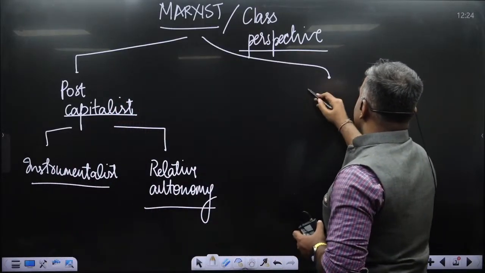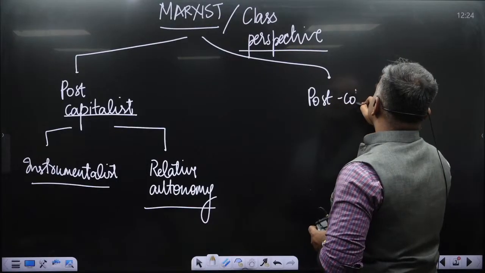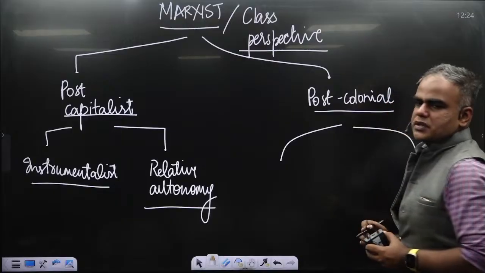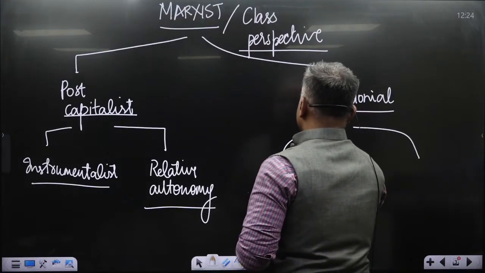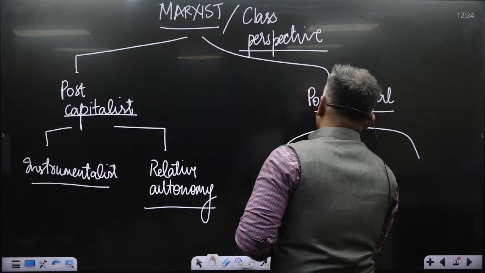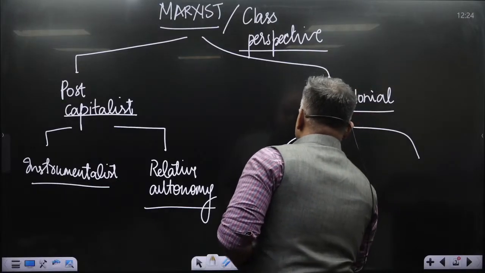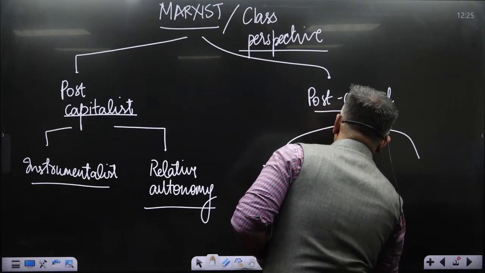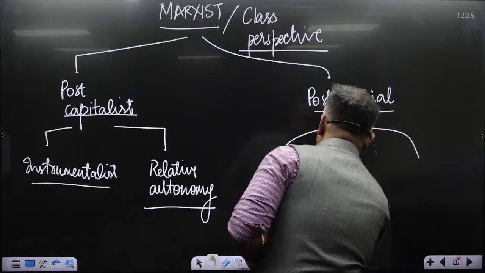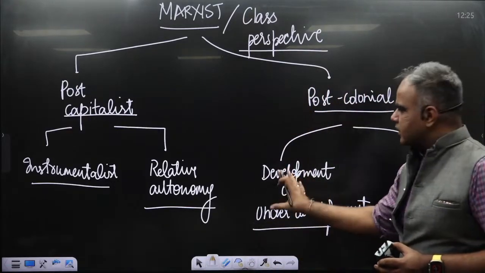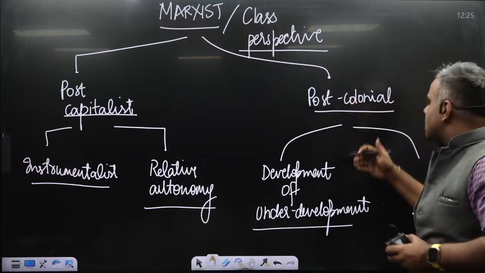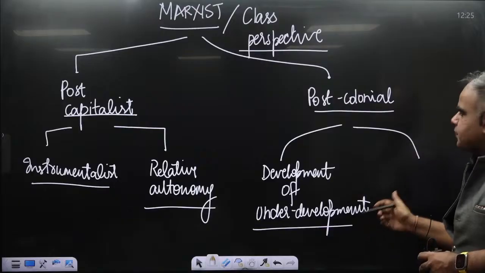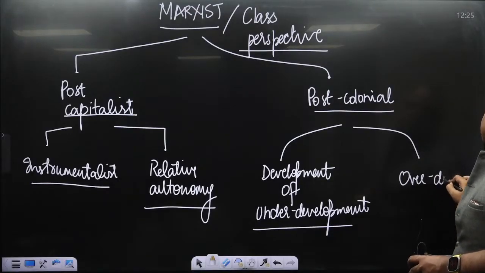And in post-colonial societies, again you have two different perspectives. One perspective is the theory of development of underdevelopment. Immanuel Wallerstein, Samir Amin, etc. अभी नाम नहीं लिखेंगे scholars के, बस broad लिखो, because scholars I'll tell you separately. And so this is development of underdevelopment. And second theory is this overdeveloped state.